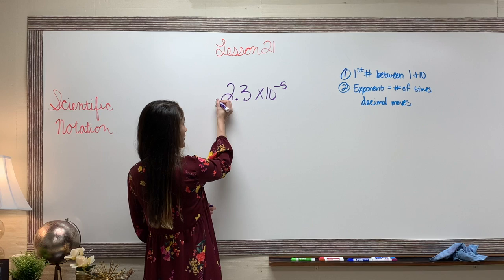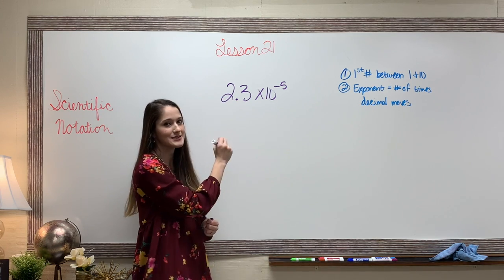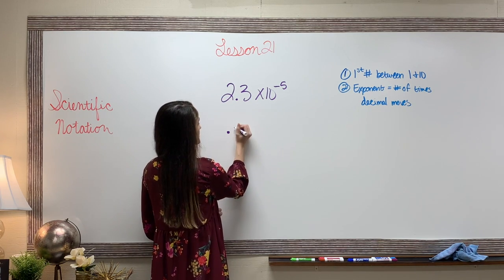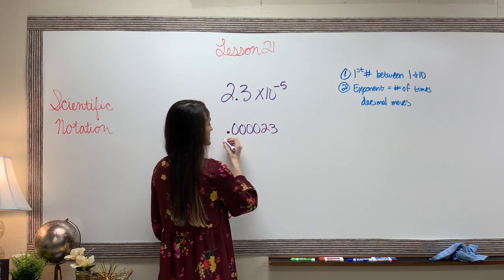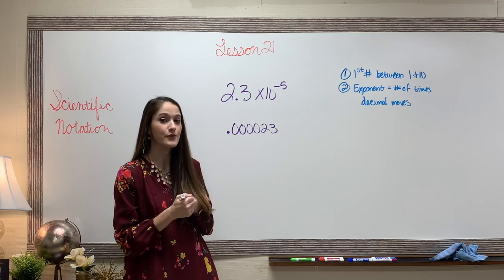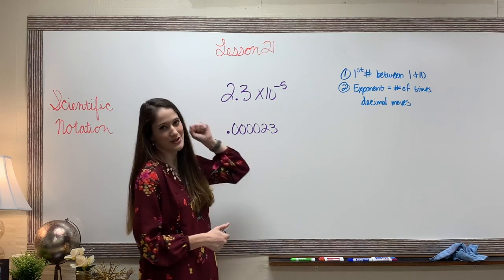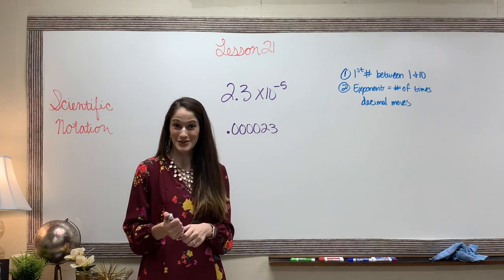So moving it here, that's 1. And then I'm going to need to add some zeros for place value holders. So 1, 2, 3, 4, and then 2, 3. So this is my answer in standard form, and this is my number in scientific notation. So let's do some practice.